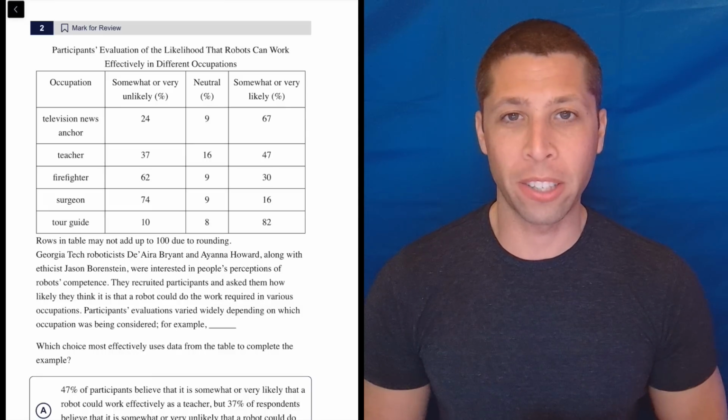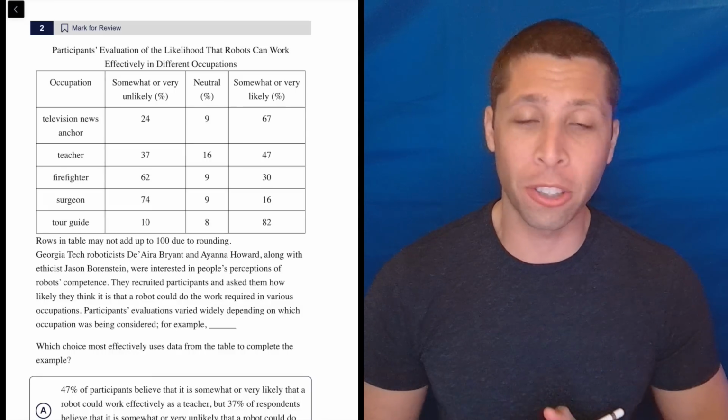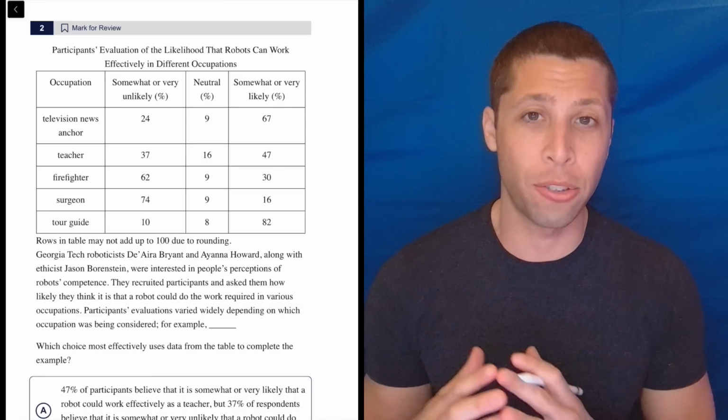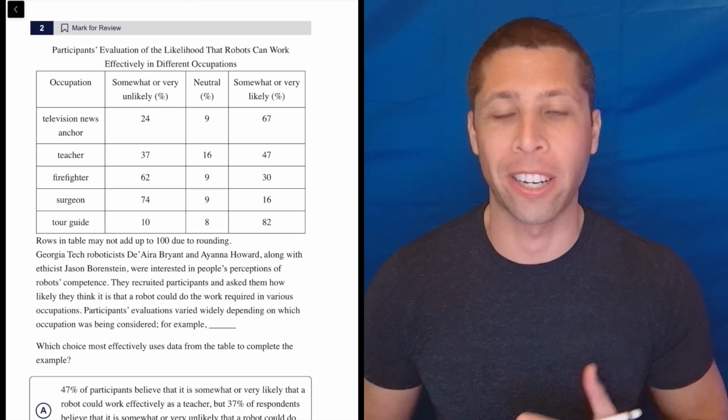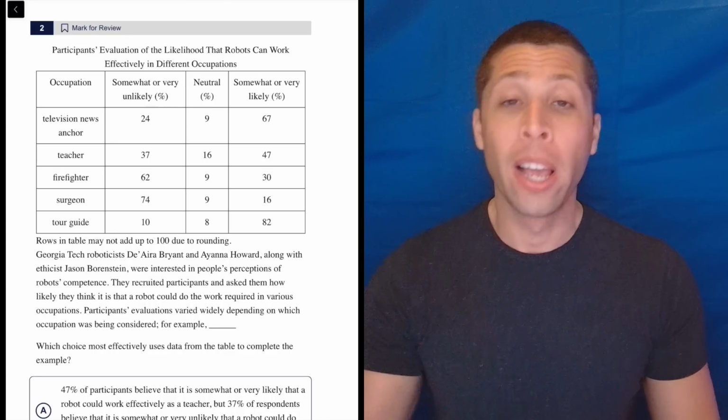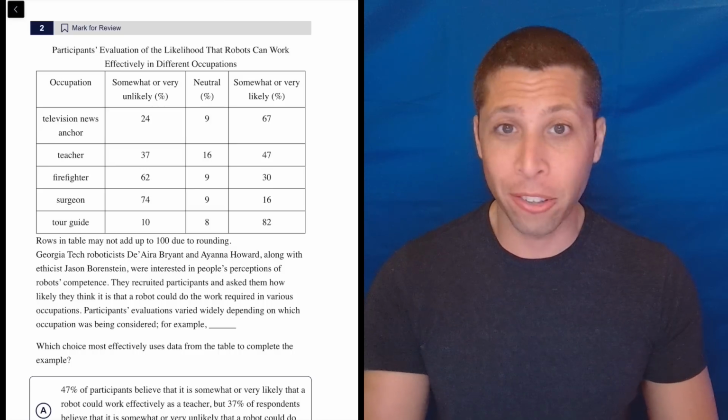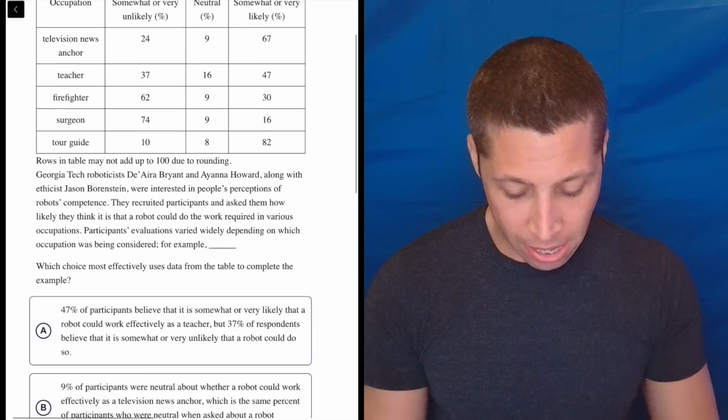One of the most important skills for the graph and chart questions, but also just for generally the reading passages, is to know what words matter, to kind of understand the code of the SAT. So we have this chart here, we have a passage we're going to read, but focus on the end here.